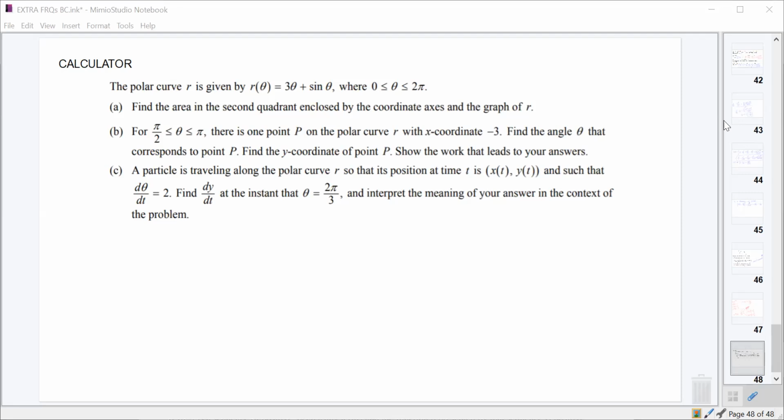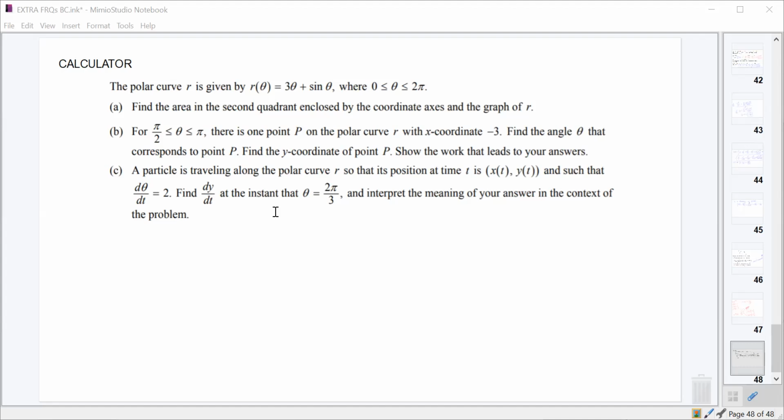So we got the polar curve r of theta equals 3 theta plus sine theta for 0 to 2 pi. We want to find the area in the second quadrant enclosed by the coordinate axes and the graph of r. So here's an instance where you might want to put your calculator into polar coordinates and graph this equation just so you know what it looks like. And just so that we have a general idea of what it looks like, I'll put it into Desmos and we can look at it.